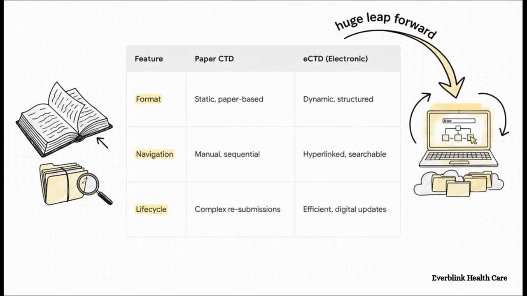So the first huge leap forward was the move from paper to the electronic CTD, or eCTD. The difference is just night and day. I mean, instead of shipping actual pallets of paper that reviewers had to flip through manually, they now get a dynamic, hyperlinked, and fully searchable digital file. This didn't just revolutionize the review process, it totally changed how applications are updated over a drug's entire life cycle.